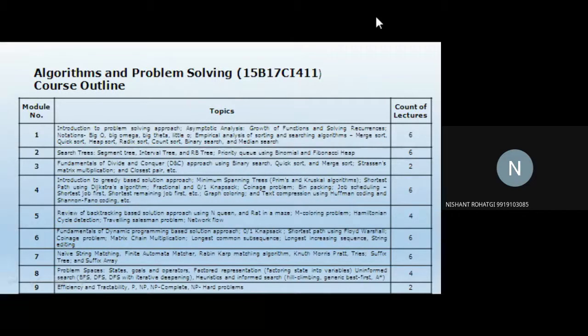So we have to understand that searching is a very important problem that we are dealing with in the current scenario. All the search engines are tackling this particular problem.